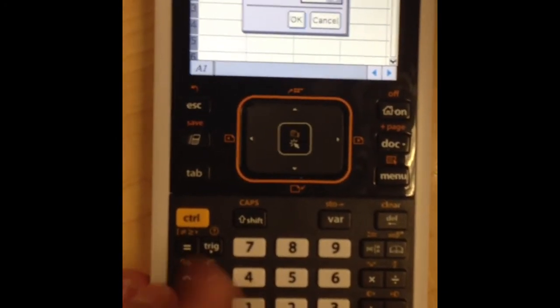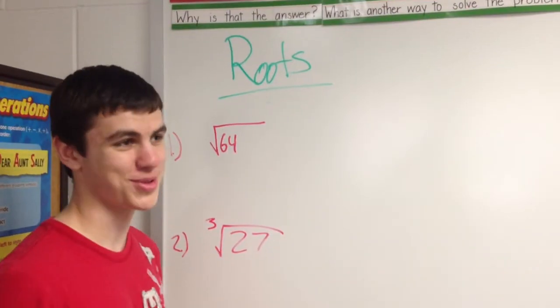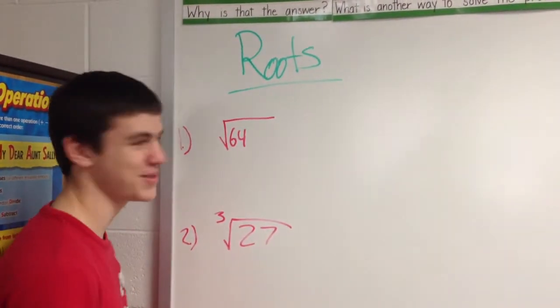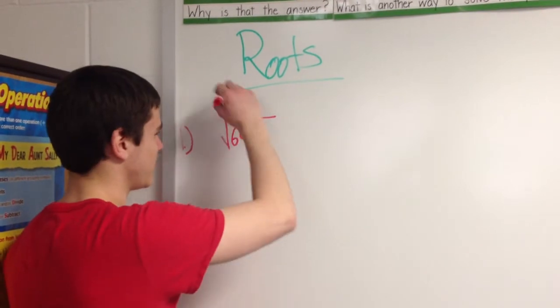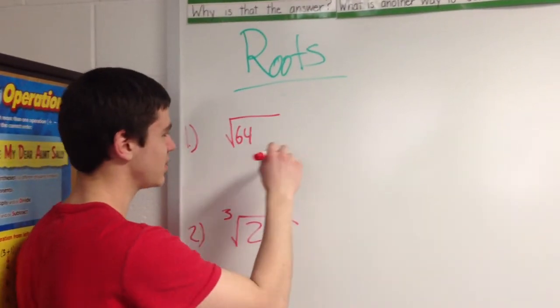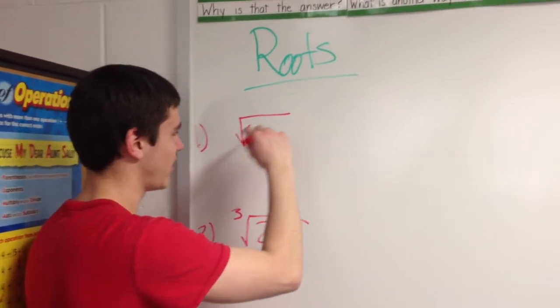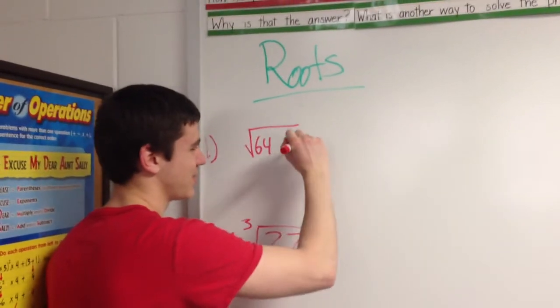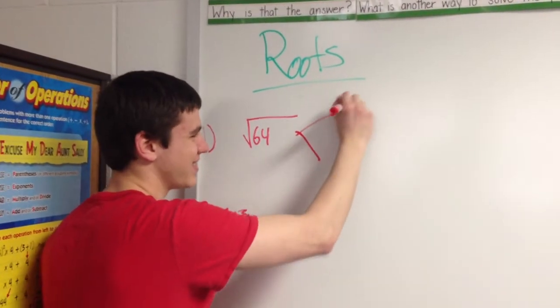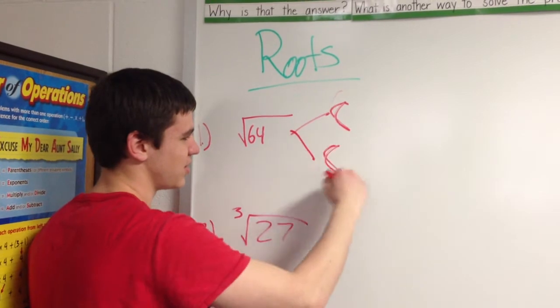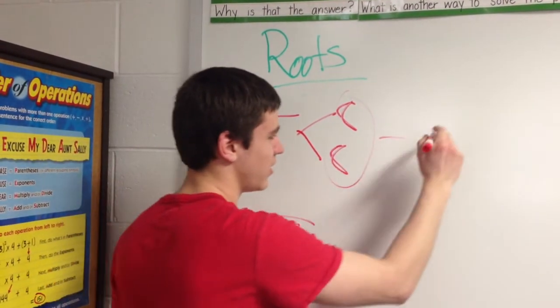411. Welcome to Roots with Nathan. To do the first one, since it's a square root, you find two numbers that multiplied together give the number under the root. So you get 8 and 8, and since there's two of them, you can take it out and you just get 8.